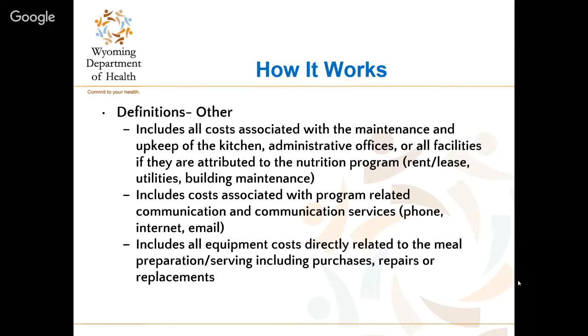The last category we have is other expenses. This includes costs associated with the maintenance and upkeep of the kitchen, admin offices, and or all facilities if they are attributed to the nutrition program. This could be rent of the building, utilities, or building maintenance. Also included is communication and communication service costs such as phone, internet, or email. All equipment costs directly related to the meal preparation or serving, including purchases, repairs, or replacements. If you're renting or leasing equipment, it can also be included under here.